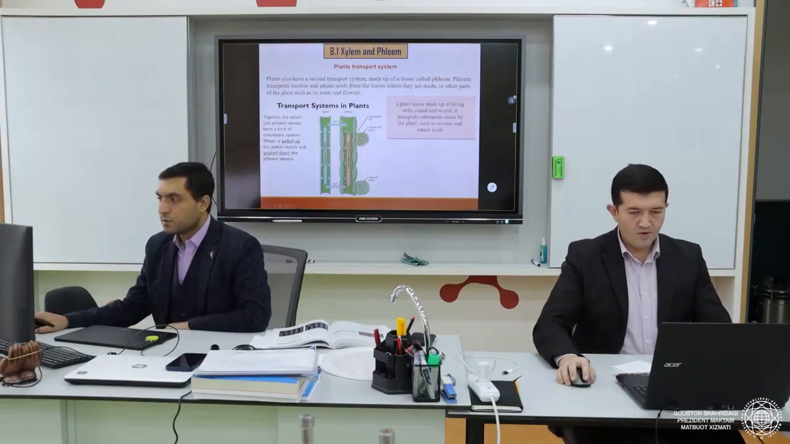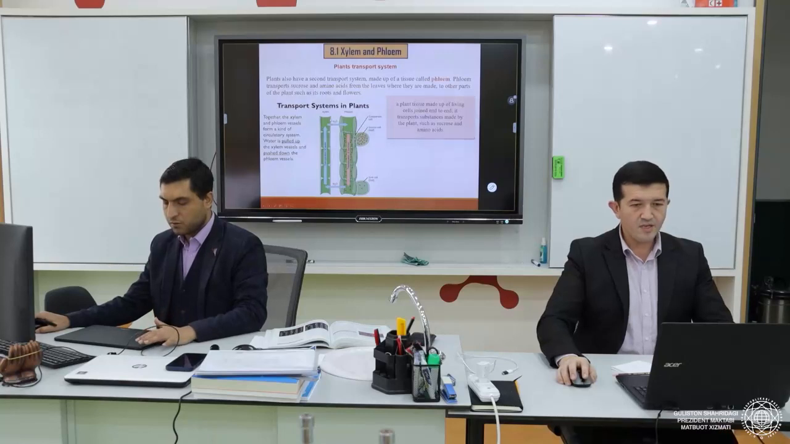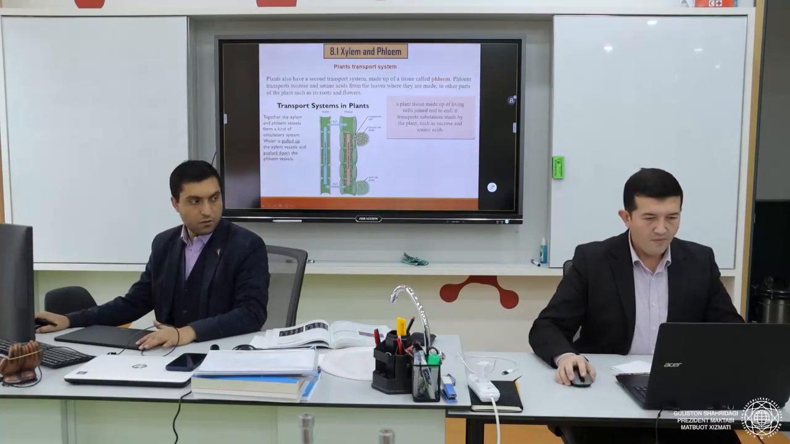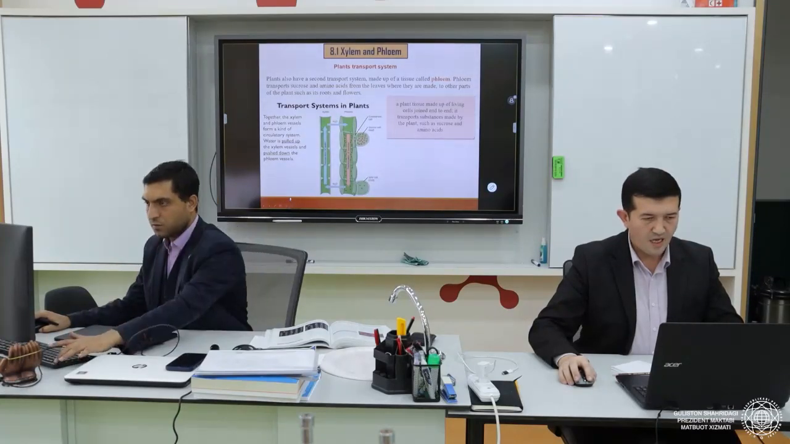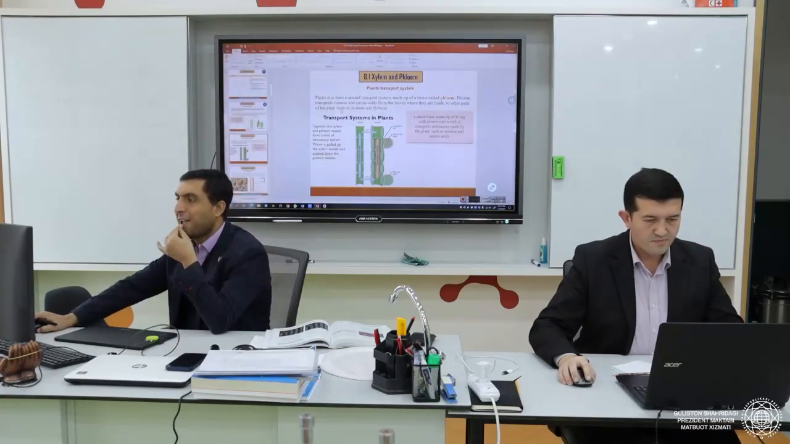Okay, dear students, if you remember, I told you about xylem structure. From which substance does xylem structure consist? Tell me please, Behrus. Unmute yourself, please. Lignin. It's lignin. Lignin is a hard substance that supports the plant.